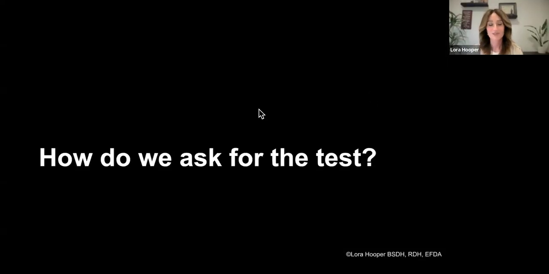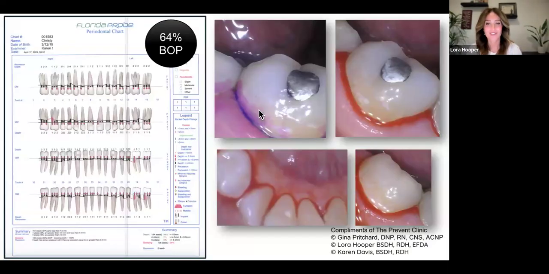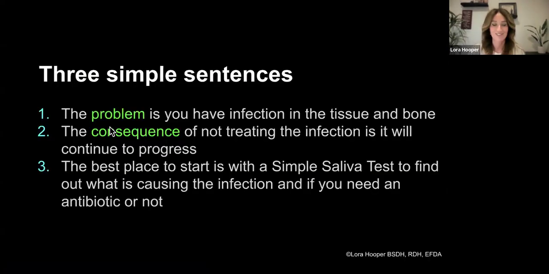And so once we screen our patients, a lot of people are like, well, how am I going to ask for the test? So let's talk about how easy it is to ask for the test. I want you to look at this patient here. You can look at the perio chart, and that to me is one of the best times. I love to use perio charts or radiographs. So every time you do a perio chart and you see the clinical signs and symptoms, right, we're going to use 3 easy sentences.